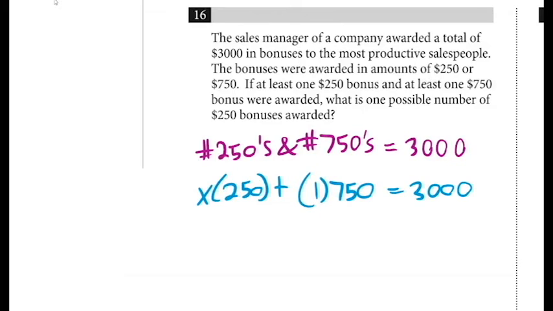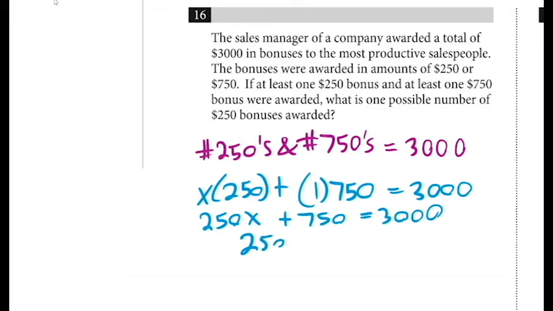So it's kind of just a nice algebra equation. 250x plus 750 equals 3,000. Taking away 750 from both sides, 250x equals 2,250. And then dividing that by 250, you get x equals 9. So we already have a possible answer, which is 9. There could be 9 $250 bonuses.